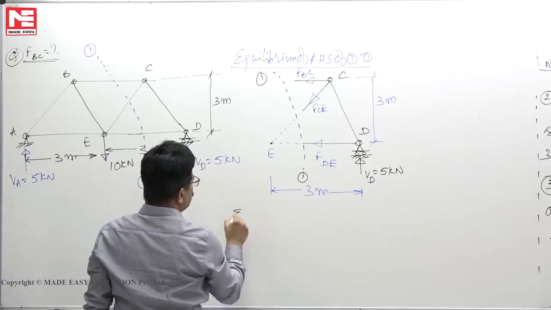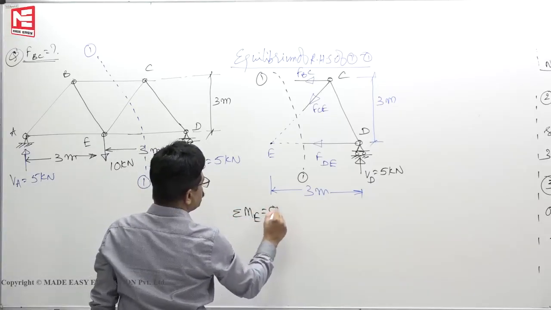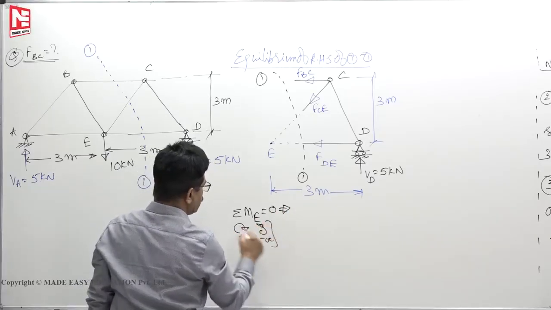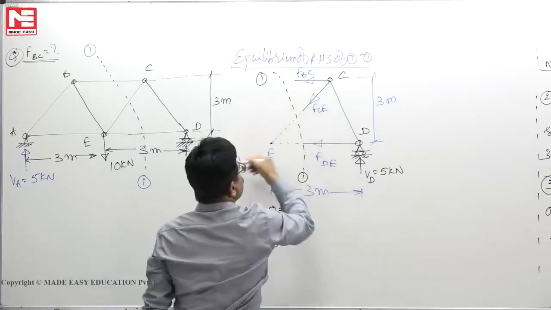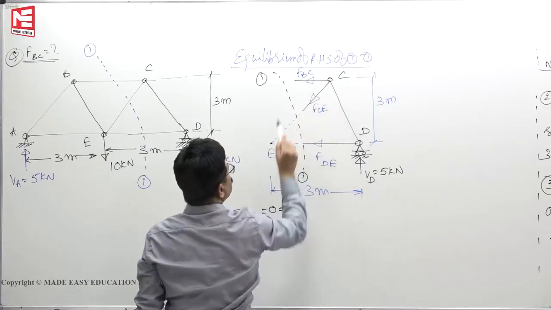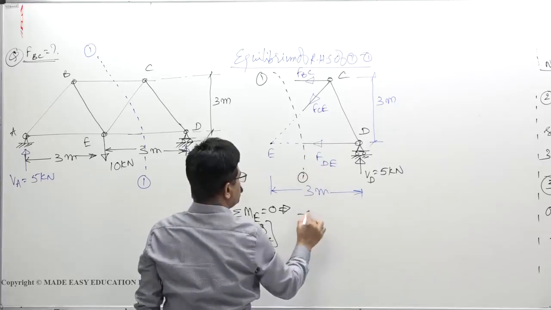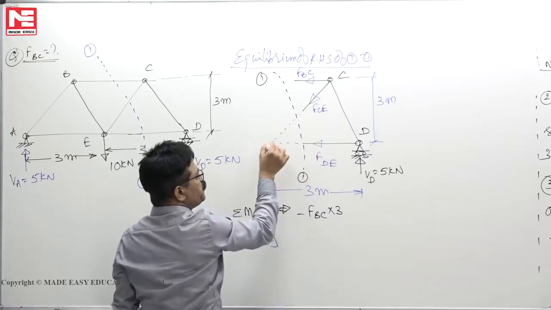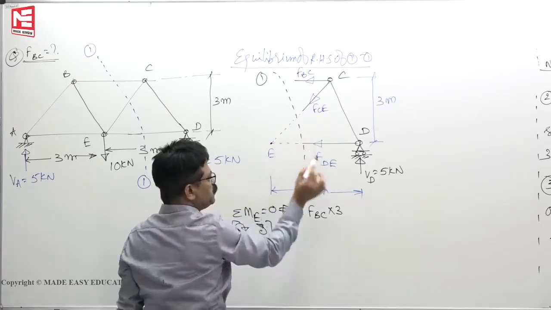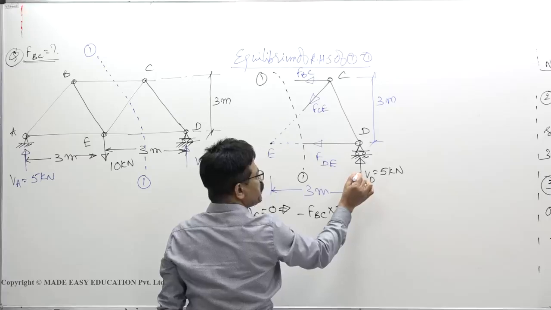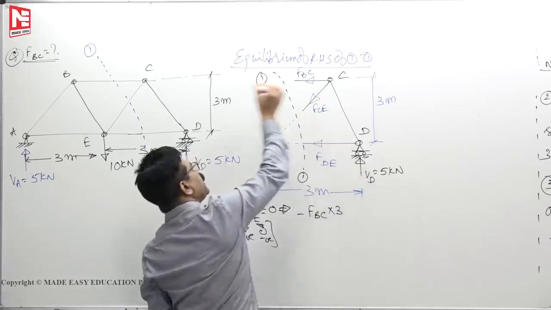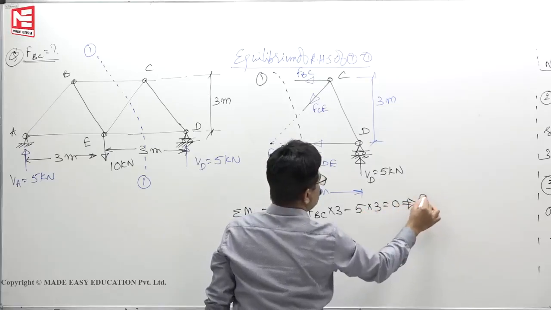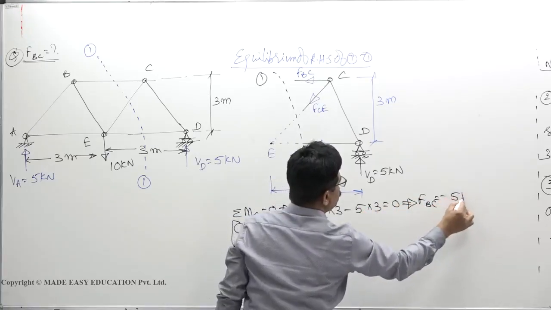So if I take sigma M is equal to 0, moments of all forces, clockwise positive, anti-clockwise negative. Now FBC travels from tail to the head towards E, anti-clockwise. So you will get minus FBC into 3. These two forces give 0 moment. 10 is not there, so we don't have to write it. Then VD, travels from tail to the head towards E, again anti-clockwise. So minus 5 into 3 is equal to 0. So you will get FBC is equal to minus 5 kilonewton.